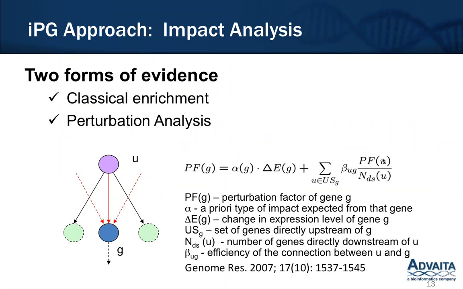So the method was published in Genome Research in 2007. You can see the citation here at the bottom, but there's real science behind it. Basically what we do is we look at all of the upstream genes and all of the downstream genes, and we assess the relationships that exist between them, whether it's 1 to many or many to 1, and we are able to look at all of the downstream perturbations in that particular pathway.